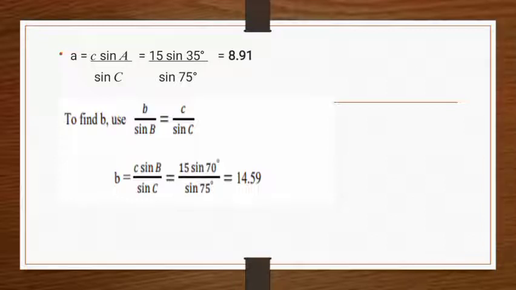To find b, use b over sine B equals c over sine C. So b is equal to c sine B over sine C. The measure of side c is 15, the measure of angle B is 70 degrees, and divide by sine of C, which is 75 degrees. So 15 sine 70 degrees divided by sine 75 degrees. The answer is 14.59.